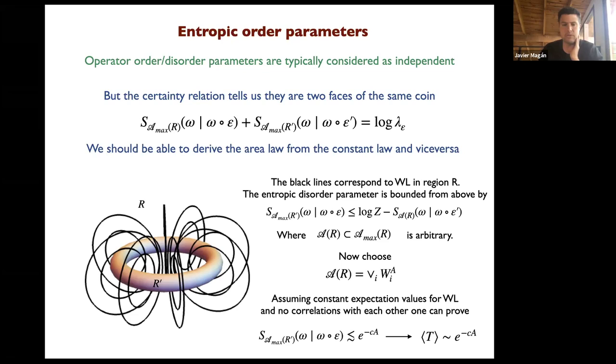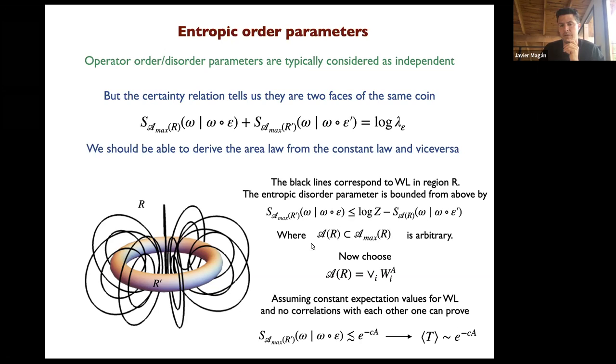And with this, I will finish. So imagine we want to compute the entropic disorder parameter in this ring R prime. This entropic disorder parameter is this relative entropy computed in the maximal algebra of R prime. But we can use the certainty relation, and then monotonicity of relative entropy, to put an upper bound with a relative entropy computed in a subalgebra of the complementary region, so of R.